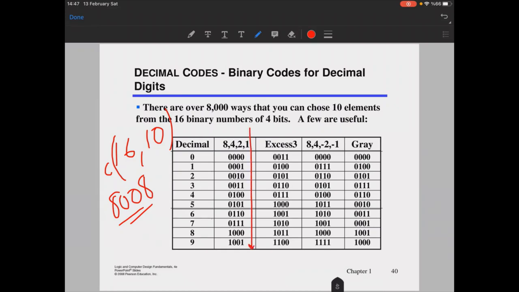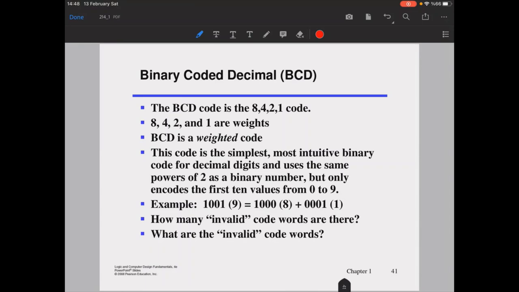Because it's the arithmetic form or the mathematical form or the binary form, the standard form that you can also use for calculations as well. Your 9 is 1001. But in fact, you can have 16 different alternatives for each of the values. That's the idea. These are some popular ones: excess 3, 8 4 minus 2 minus 1, and gray coding examples. We will take a look at this briefly in a few moments.